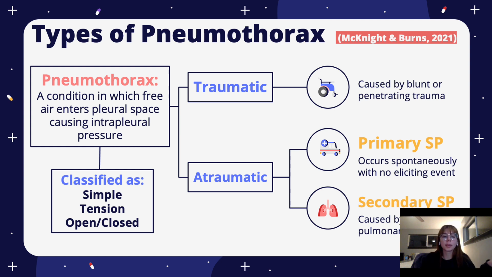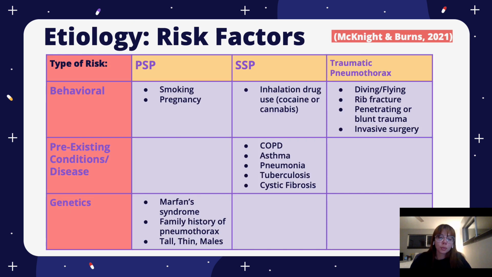And then also they can be classified as simple, tension, open, or closed. So moving forward, the second part of etiology is risk factors. And the main ones I just want to point out are the differences. So in primary, it really has to do mainly with genetics and a little bit of behavior. So mainly smoking with behavior. And then genetically, it's really only majorly seen in tall, thin males who are especially smokers. And then there's a syndrome related to that tall, thin male structure, which is called Marfan syndrome.